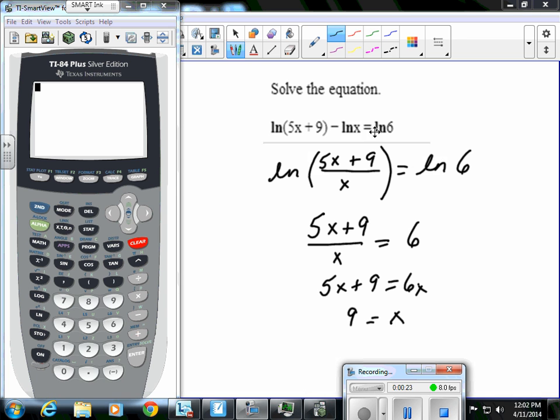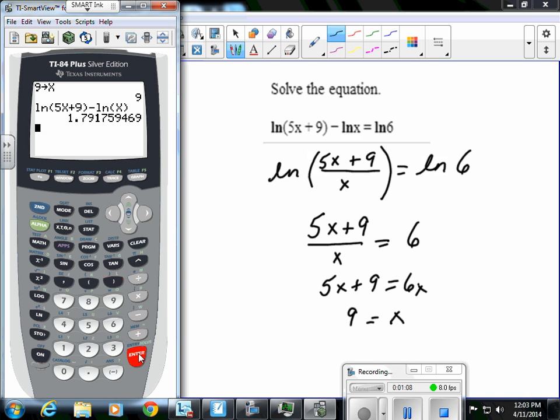First, you can see that I have solved this logarithmic equation by using the property of equality of logarithms, and I found that x is equal to 9. So I'm going to go into my calculator and say 9 store to x and enter. Now that value of 9 is stored as x. I'm going to enter the left-hand side of the equation, the natural log of 5x plus 9, close that parenthesis to end the argument, minus natural log of x, close that parenthesis, hit enter.